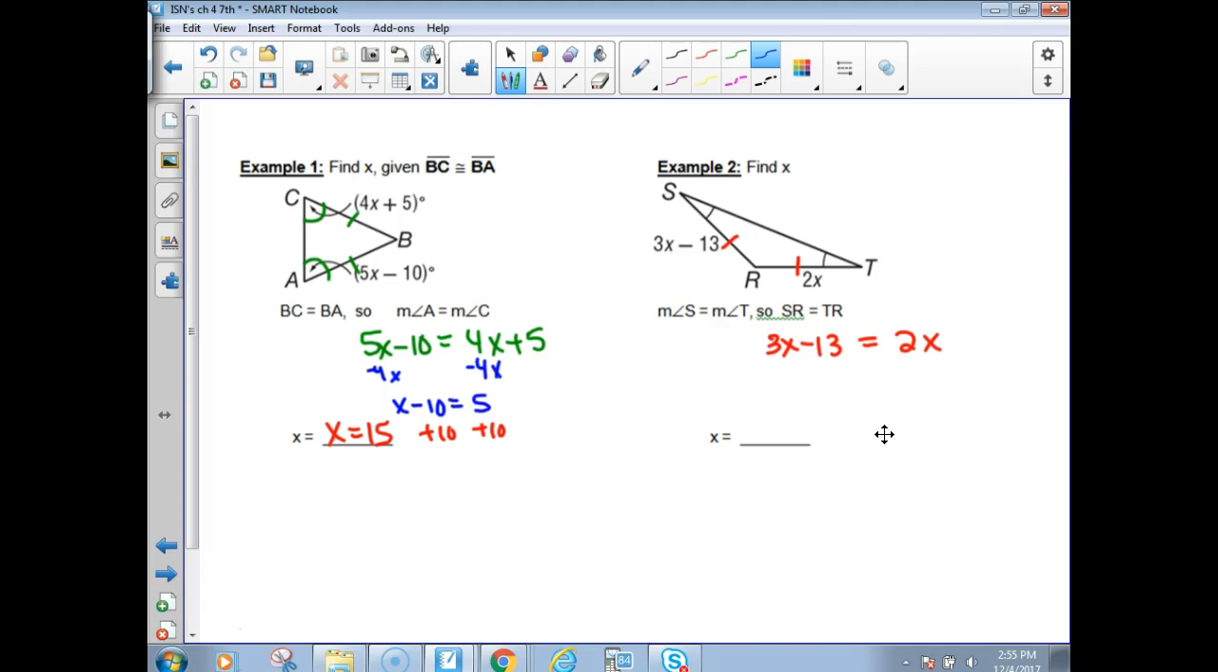I don't want to subtract 2x from both sides because then I'd get 0 over here. So I want to subtract 3x. I bring down minus 13. 2x minus 3x would be negative 1x. And now I would divide both sides by negative 1. And I would get the answer of positive 13.